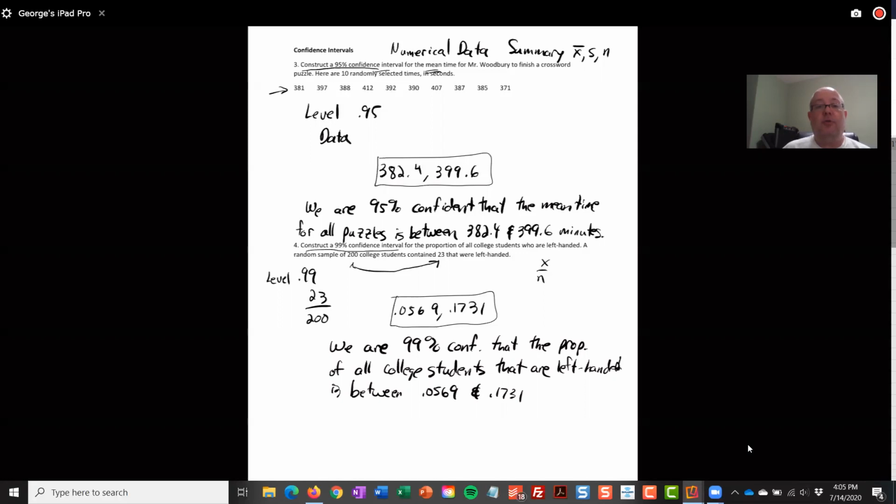Okay. So those are confidence intervals. Again, look for it to say construct a confidence interval. Look for the sample data information to be given. For a mean, you're either going to have numerical values or a summary: mean, standard deviation, and size. For proportion, you're going to have one set of this many out of that many.